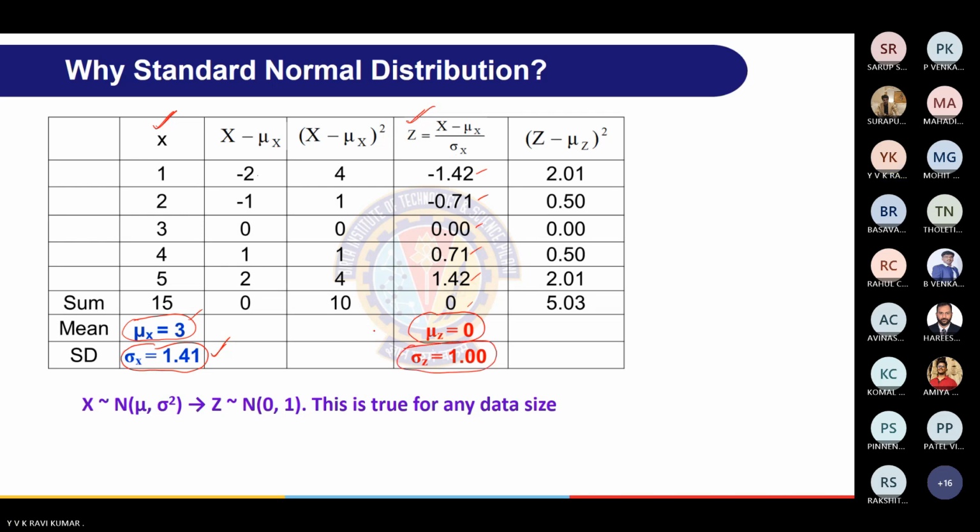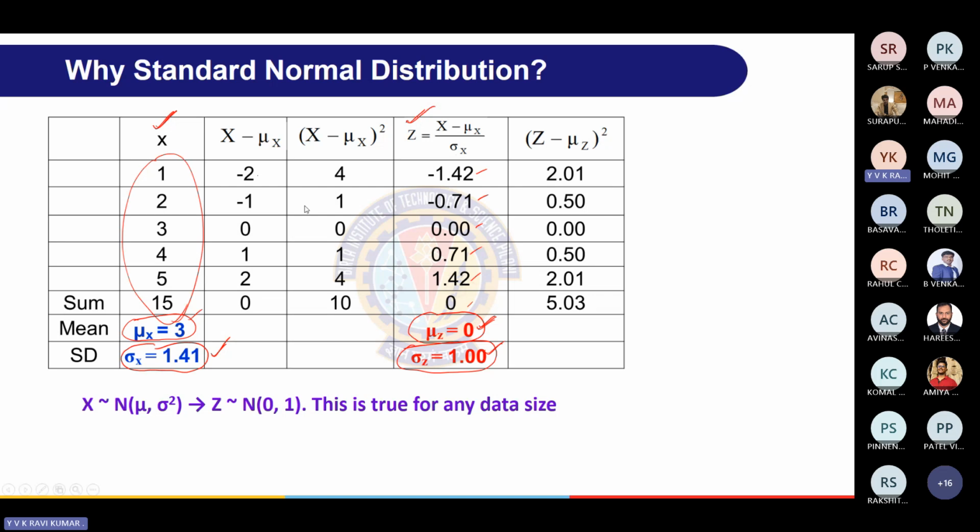Why do we have to standardize? It's very simple, right? Standardizing means everything falls into a uniform way, whatever the values that we get here. Finally, once we go for the transformation, it fits into a distribution whose mean is the same, that is 0, and standard deviation is 1. That is the advantage.